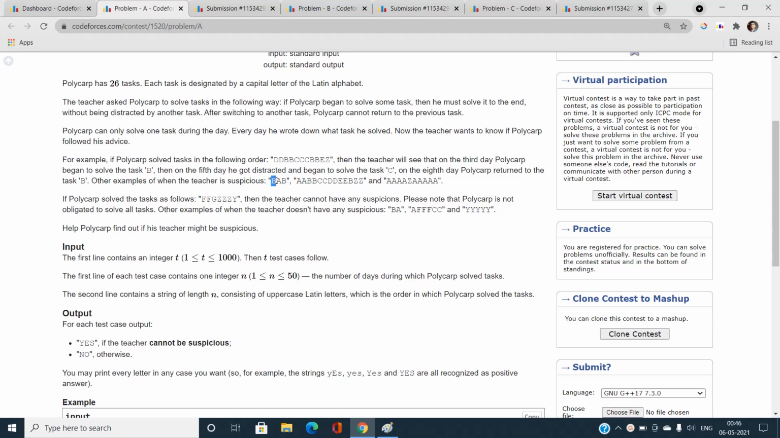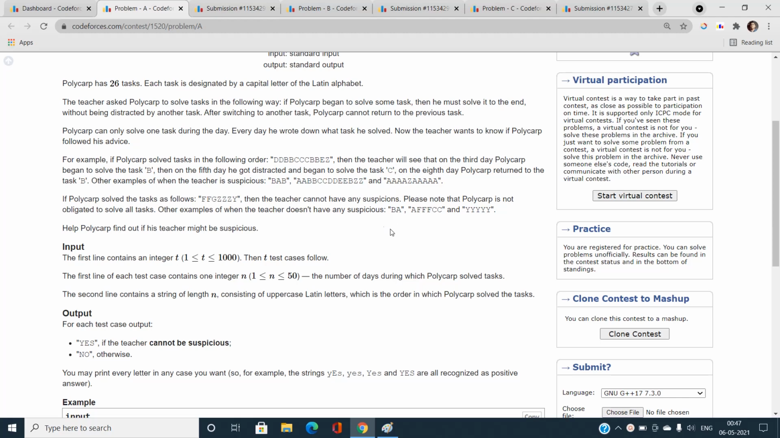Consider BAB. You can see B is present, then the character changes, and B is found again, so this is a suspicious sequence. Now with the same characters AABBCCDDEE, and then you can see B is found, which was already found among the previous characters, so we report it as a suspicious sequence. Similarly with A and Z, the character changes again to A, which was already found in the previous sequence, so we report it as suspicious.